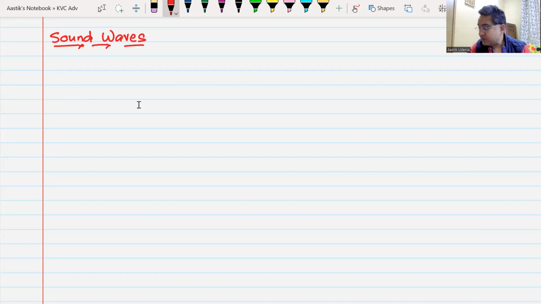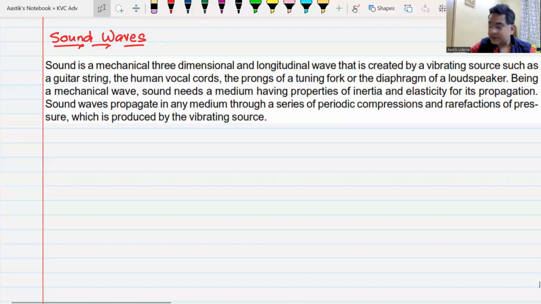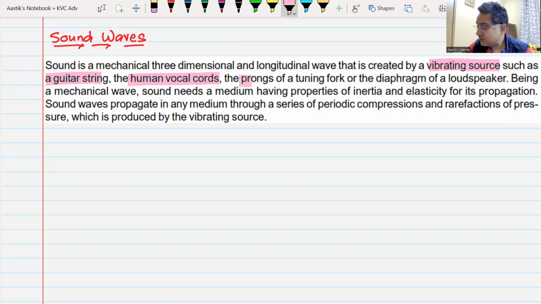And how is a sound wave produced? It is a longitudinal wave which is produced by a vibrating source. A guitar string vibrates, produces sound. Human vocal cords are also like guitar strings. They vibrate, produce sound. The prongs of a tuning fork vibrate, produce sound. Or the diaphragm of a loudspeaker vibrates and produces sound. It's a longitudinal wave, it's a mechanical wave.